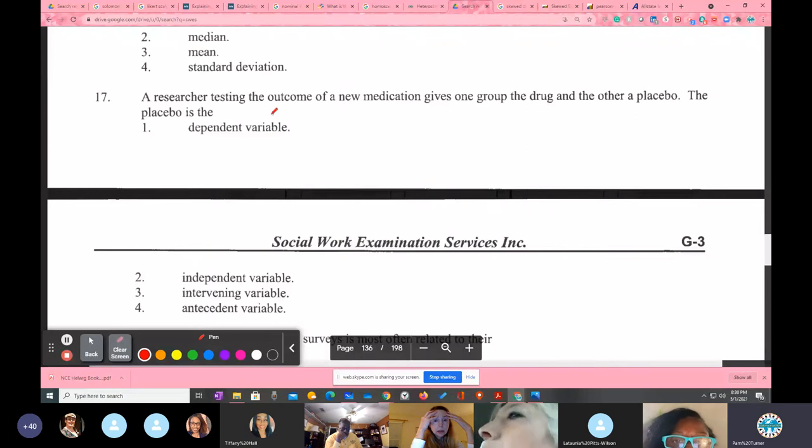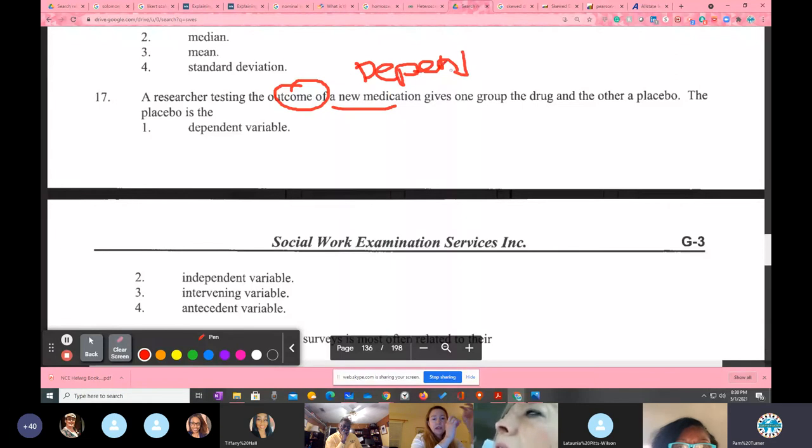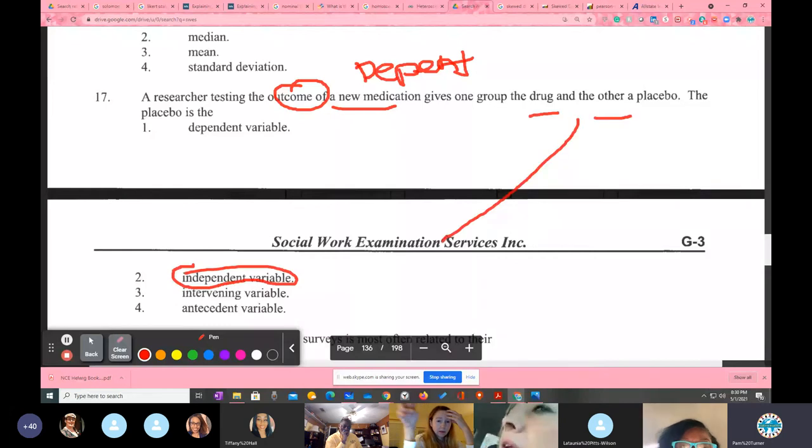My dependent variable is where I'm measuring the change. Okay. So I'm looking at the outcome of the new medication. That is my dependent variable, the outcome. So the placebo is the independent variable. The placebo is two. Both the placebo and the drug are the independent variables. And I will know if they worked, whether or not my client got better. So when I'm measuring the outcome, that is the dependent variable. Right?